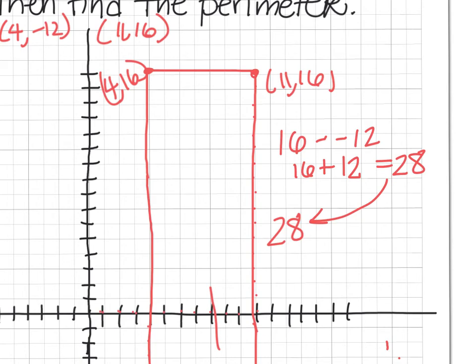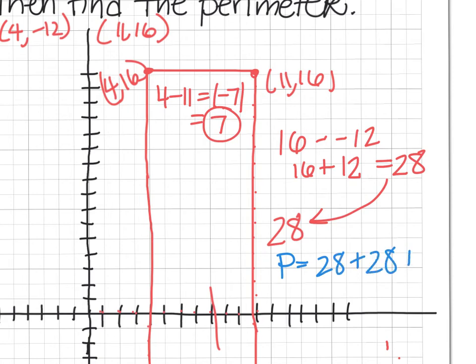Same thing with your across. Looking here, now you're looking at a horizontal line, so you're looking at your x value. So you're looking at that 4 minus 11. So 4 minus 11 is negative 7, but remember it's always the absolute value, so you would get 7 units. So that's what we got below. So we have 7 and 28. So now we can find the perimeter. In order to find the perimeter, you're going to have 28 plus 28 plus 7 plus 7, and you end up getting 70. And that is your perimeter.